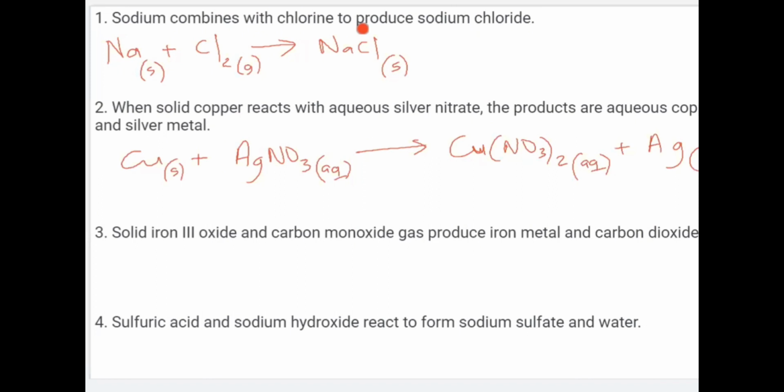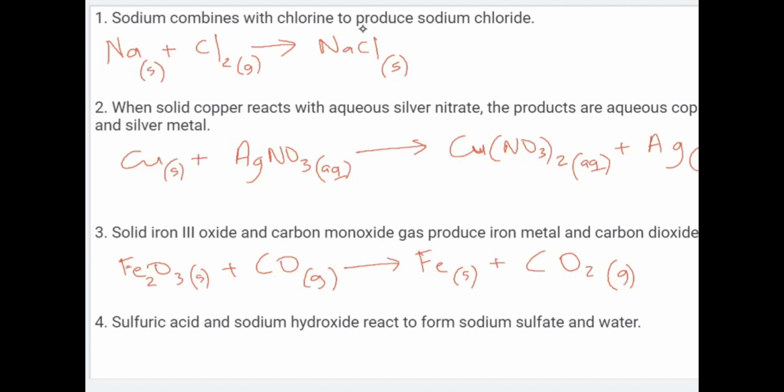All right, our next one is solid iron(III) oxide. So iron is Fe, so it's Fe2O3, and this is solid, and carbon monoxide, so CO, and it's a gas, to produce, so that's an arrow, iron metal, which is Fe, and it's s for solid because it's a metal, and carbon dioxide, so it's CO2 gas.